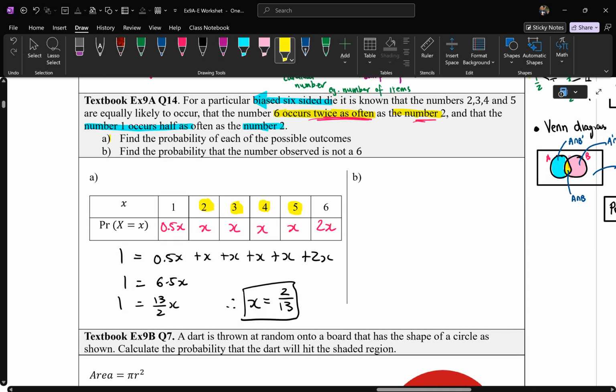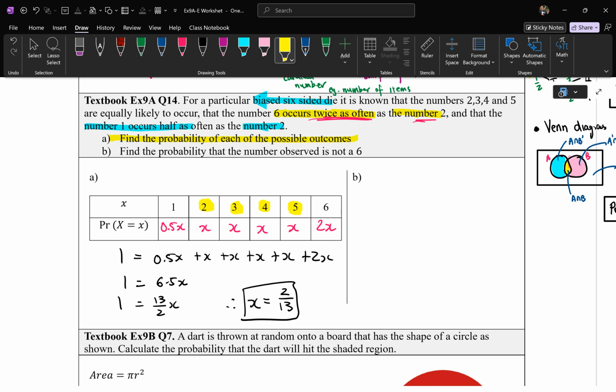So that's part A. Find the probability of each possible outcome, which I have. Now that I know x is 2/13, then I can work out all the other ones. That means the chances of getting a 1 should be half of that. So it's 1 out of 13, 2 out of 13, 2 out of 13, 2 out of 13, 2 out of 13, and you get double the chances here, so it's 4 out of 13.